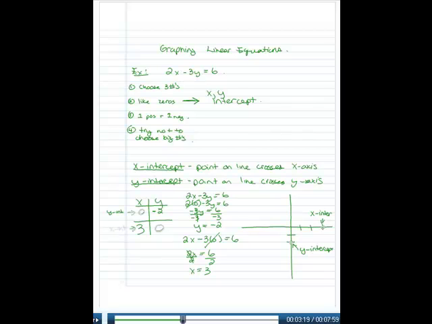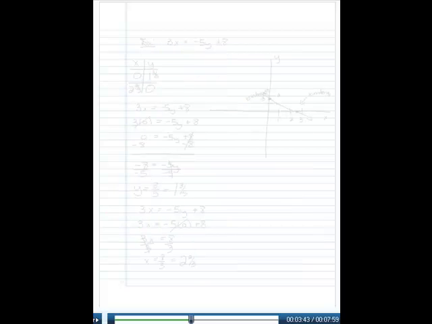So I want you to just notice a pattern. When you're looking for your y-intercept, you make x 0. When you're looking for your x-intercept, you make y 0. It's like the opposite. So you have to know the difference. Are you looking for your x-intercept, which lands on the x-axis, or are you looking for your y-intercept, which lands on the y-axis? Let's do another example.